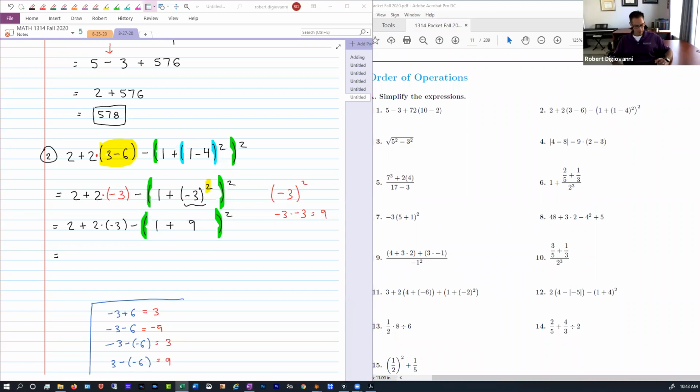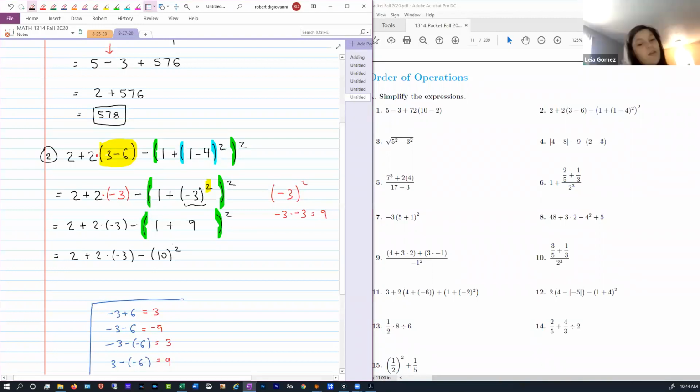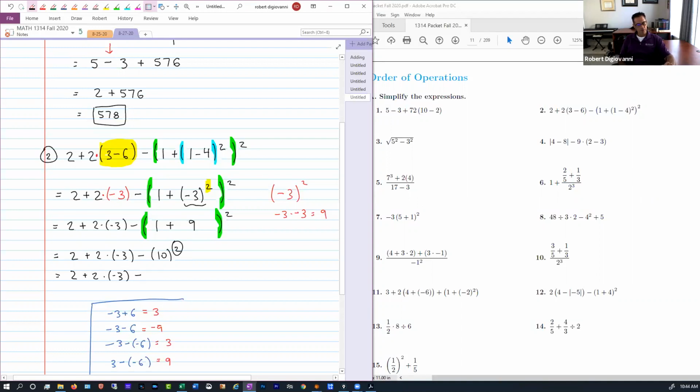Is it Leah? Okay, Leah. What next, Leah? You do the 1 + 9, which is 10. Okay, 1 + 9 is 10. So we get 2 + 2 times -3 minus, this all becomes 10, and then squared. Keep going. What do you want me to do next, Leah? And then you do the exponent, which would be 100. Yep, so you're going to do this squared here. So 2 + 2 times -3 minus 10 squared is 10 times 10. That's 100.